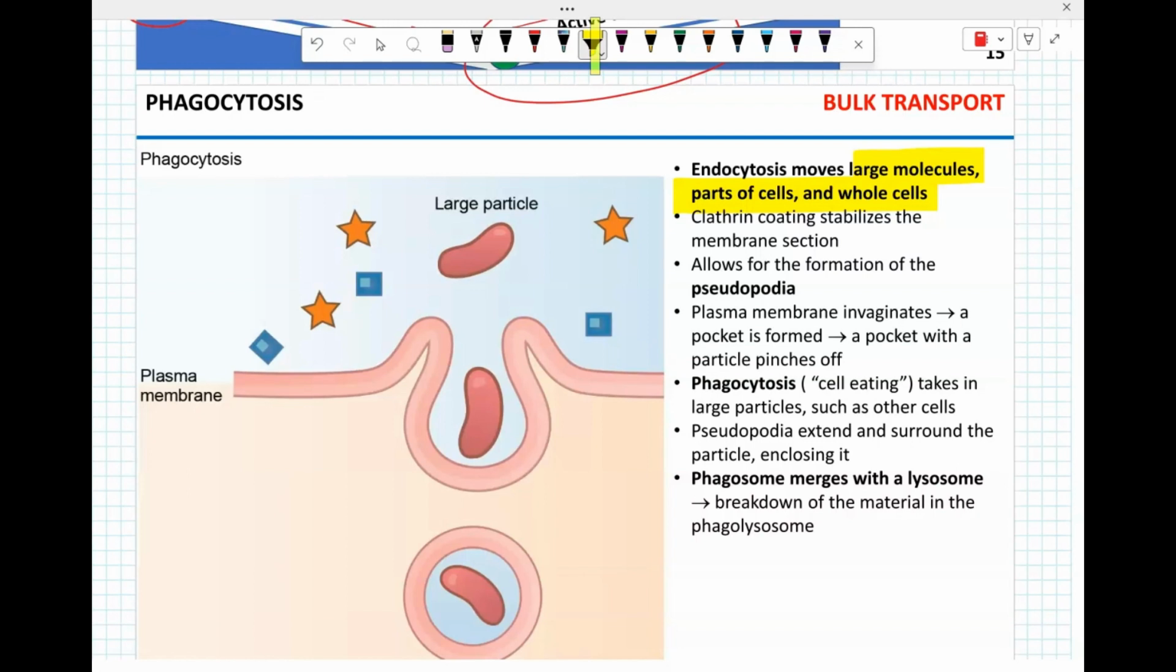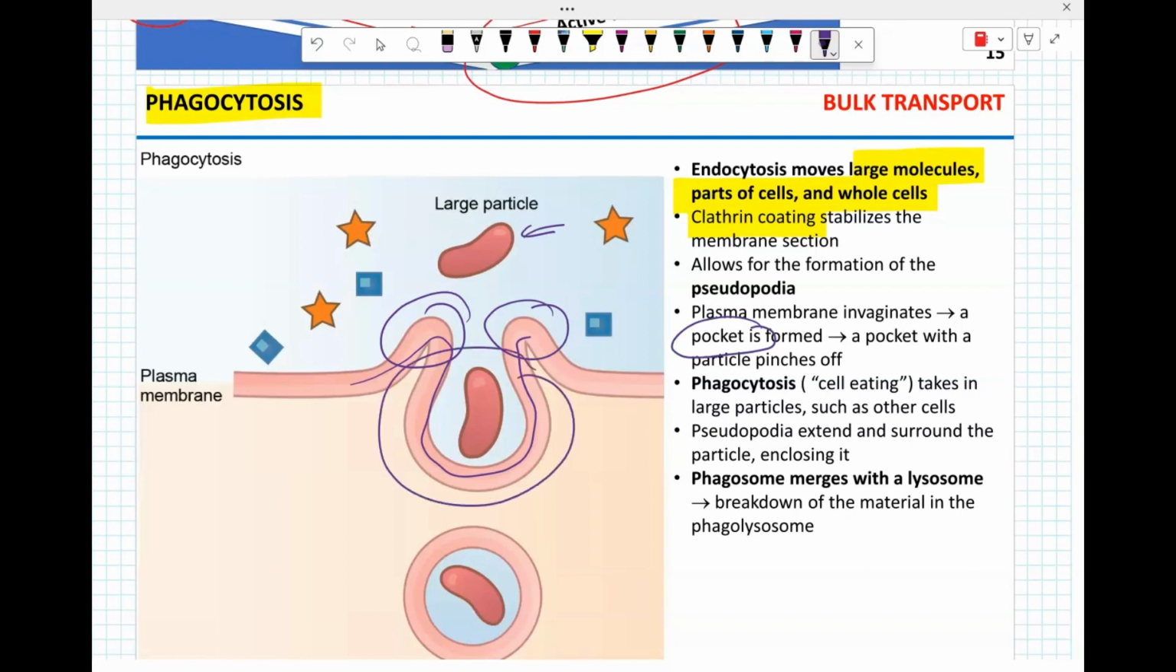The first type of endocytosis that we're going to discuss is phagocytosis. Phagocytosis depends on the protein clathrin, which stabilizes the section of the membrane about to form so-called pseudopodia. These pseudopodia surround the particle, for instance a bacterial cell, forming a pocket.